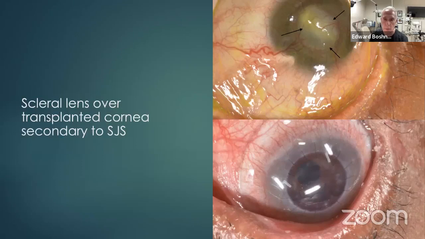Stevens-Johnson syndrome is a degeneration, very poorly understood. Apparently, it's a result of the body's reaction to medication like penicillin, maybe some steroids, other medications. And here on the top right, a photograph of an eye with Stevens-Johnson syndrome.